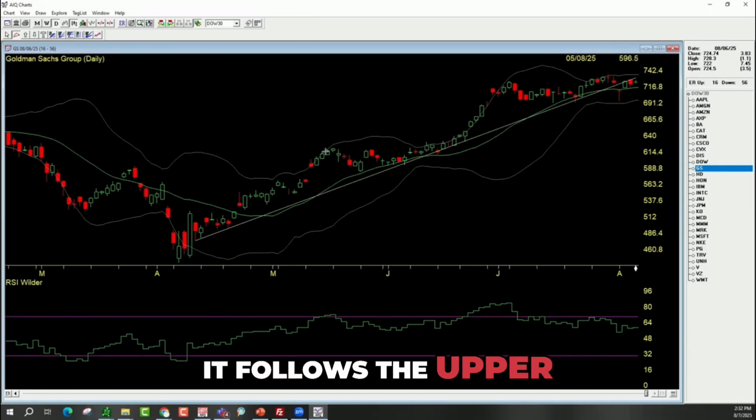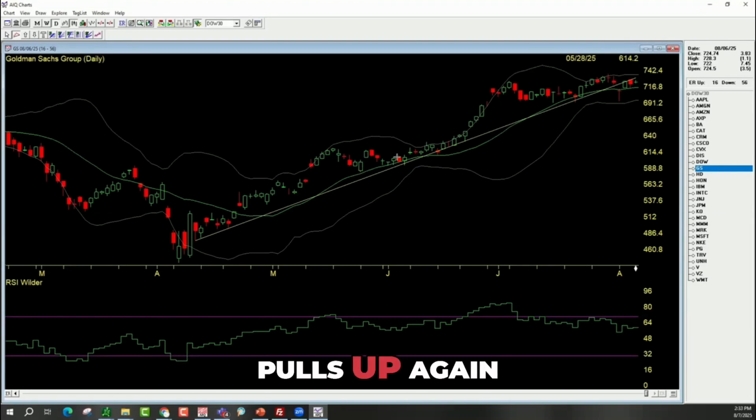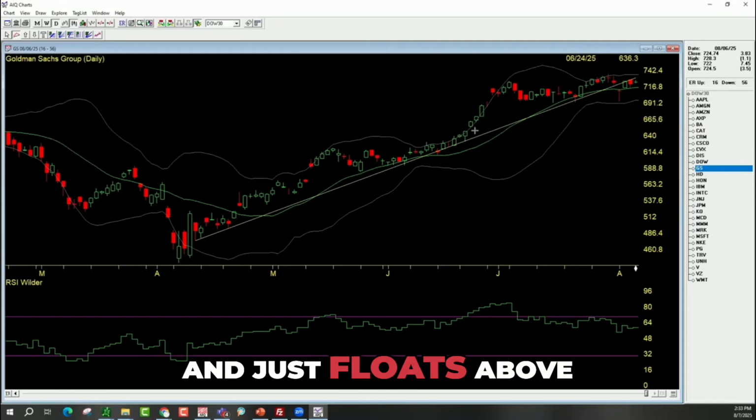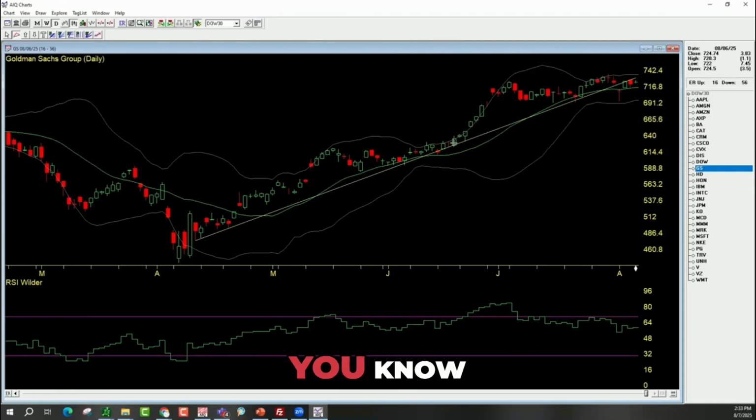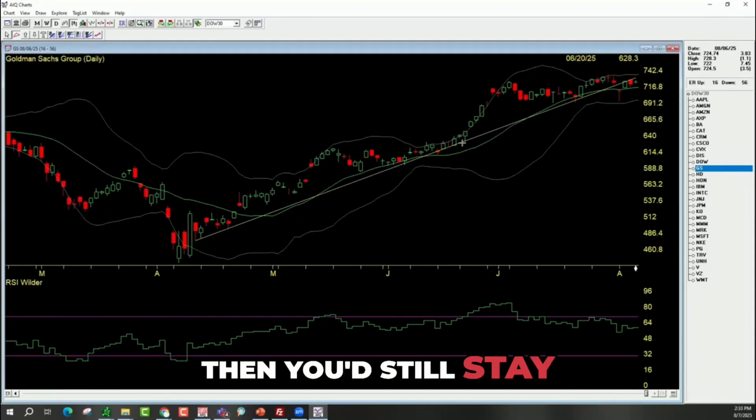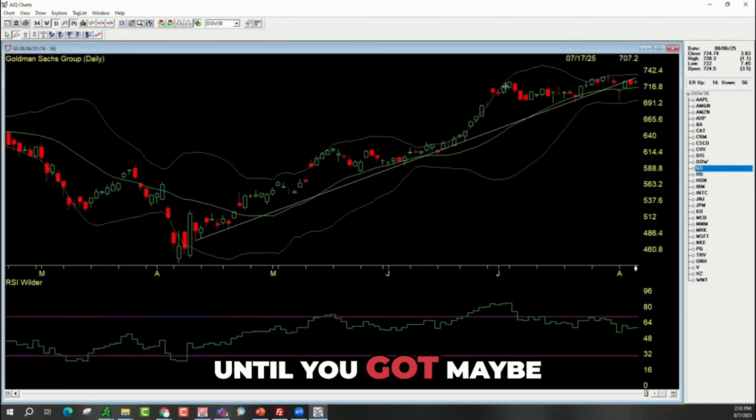It follows the upper Bollinger Band for a while, pulls back again. Look how it pulls back to the MA right here. It happens quite a lot. Pulls up again, pulls back to the MA, and just floats above the MA. So, if your risk aversion is just fairly modest, then you still stay with this stock all the way up until you got maybe up to here.